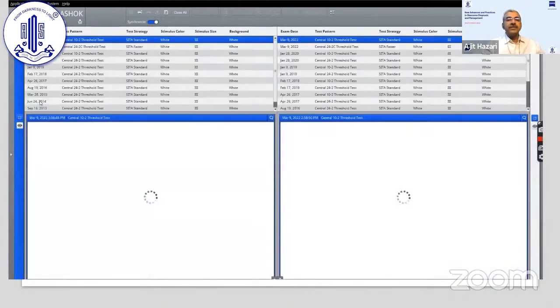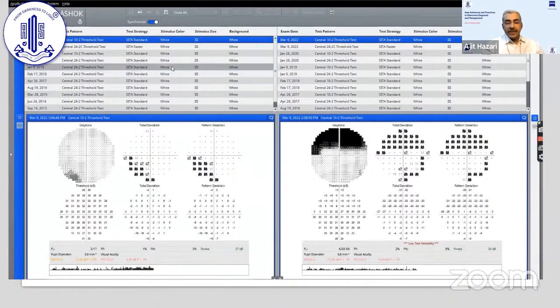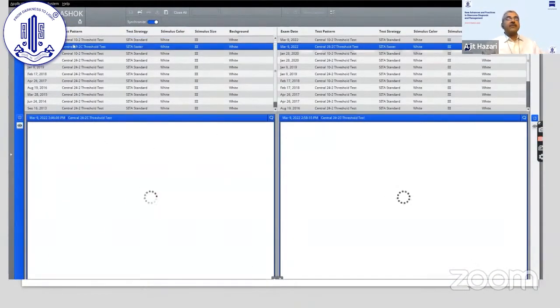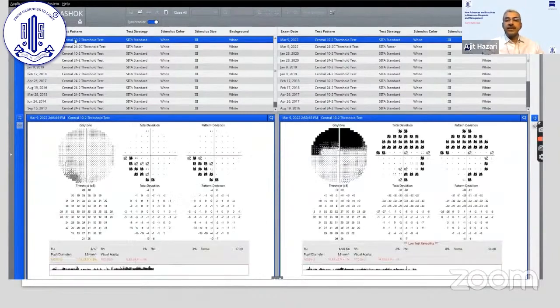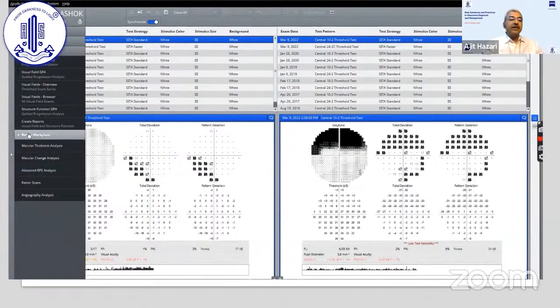Then another good feature is we have all the tests of the patients on the screen, and we can pick up any particular test and look at it in real time. For example, we have the 24-2C or the 10-2, and we can just select it and see it individually if we wish.